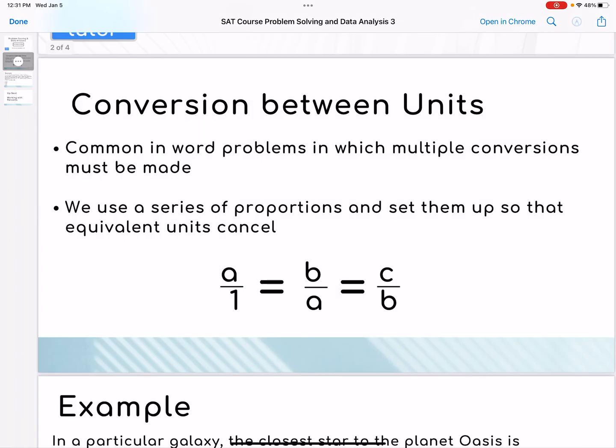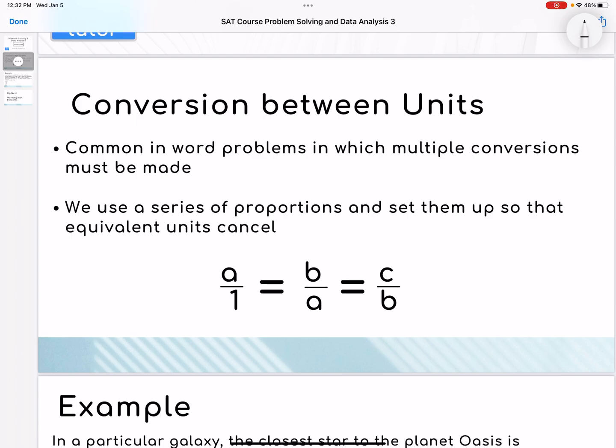So to start with a bit of an introduction here, we want to say that conversion between units is going to be most common in word problems, and specifically ones in which multiple conversions must be made. So we're really not going to need to use the strategy we're going to learn in this video on problems that only have one conversion. If we need to go from, let's say, inches to feet, or feet to miles, that's going to be a little bit more straightforward, just multiplying by that conversion factor.